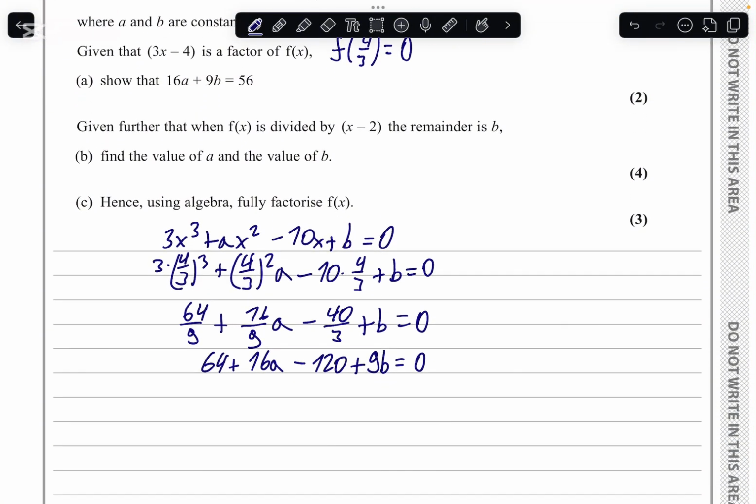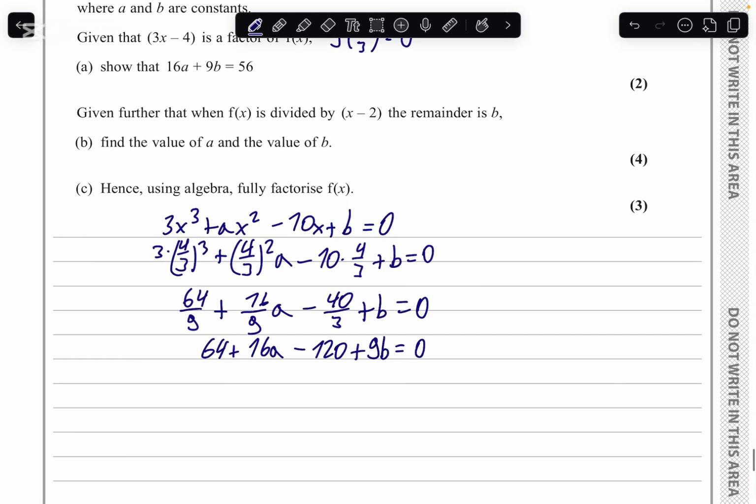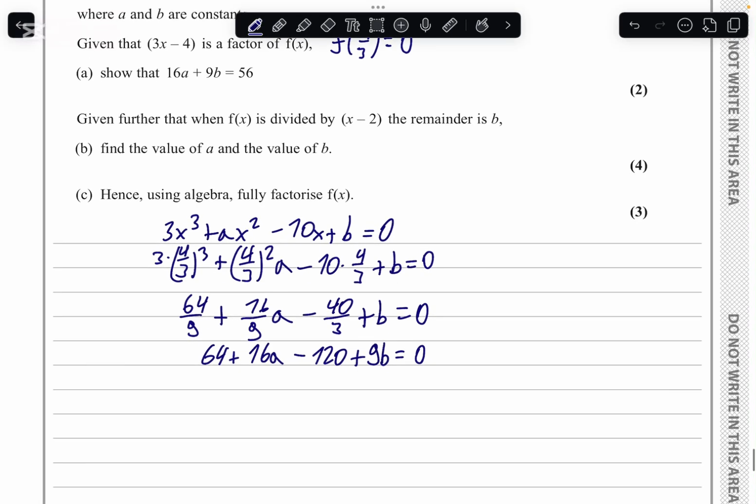So already the a and the b values are positive, so we just have to take the numbers to the other side, leaving us with 16a plus 9b is equal to 120 minus 64, which is 56. Now we are told that when f of x is divided by x minus 2, the remainder is b. So again, shortly that means that f of 2 is equal to b.